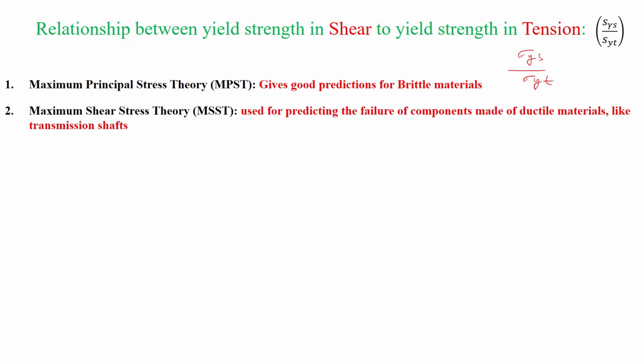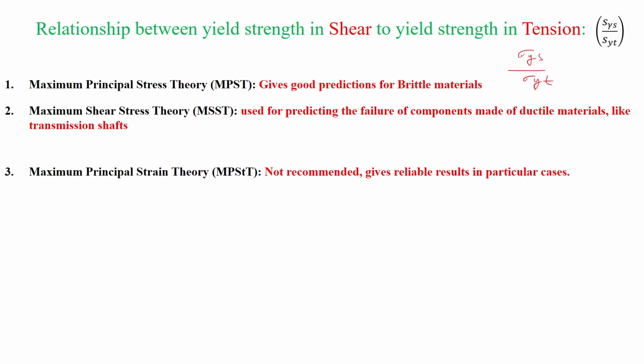And second, we studied the maximum shear stress theory, MSST. This theory is used for predicting the failure of components made of ductile materials like transmission shafts, because ductile materials are weak in shear in comparison to their strength in tensile or normal stresses. And third was the maximum principal strain theory, MPSTT. This theory is not recommended because it gives reliable results in particular cases only.